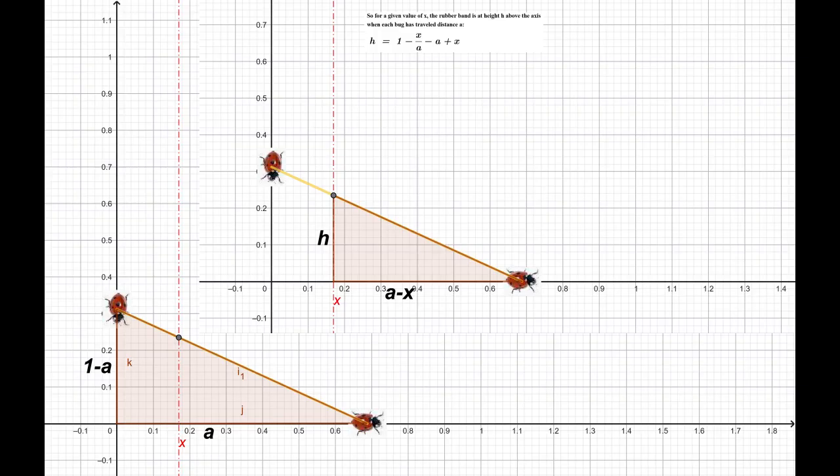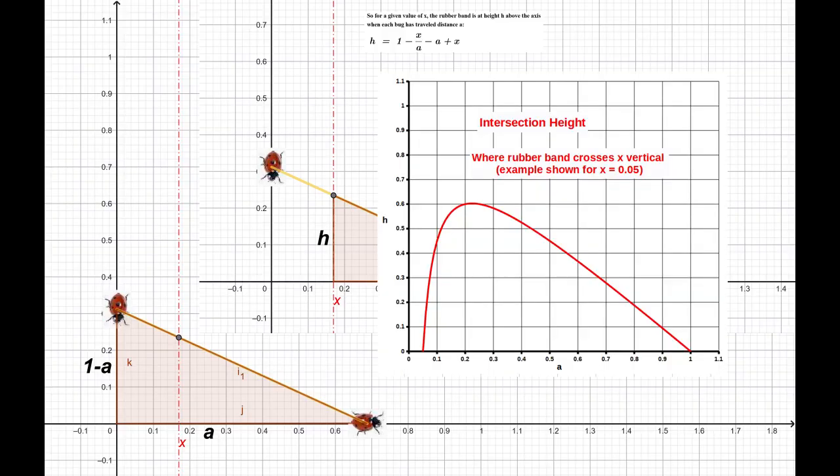Now for a given value of x, we can plot h as a function of A like I've done here. And now you can see a classic Calculus 1 maximum problem has been revealed, because if we find the peak of this curve, the maximum value of h for a given value of x, by varying A, then we know the value of y at that peak, and that's the function we're looking for.